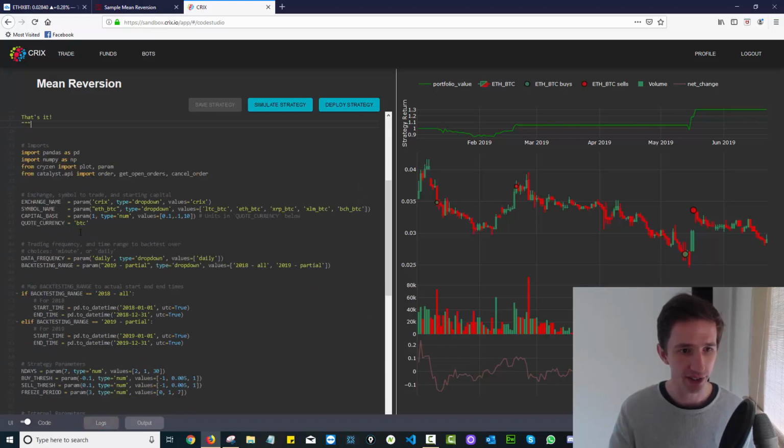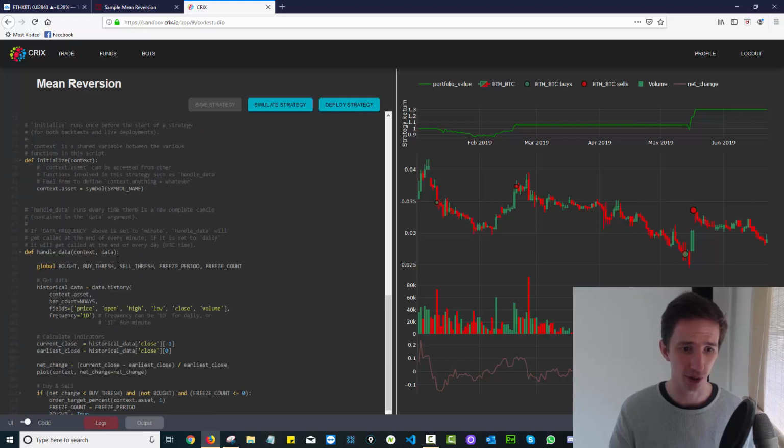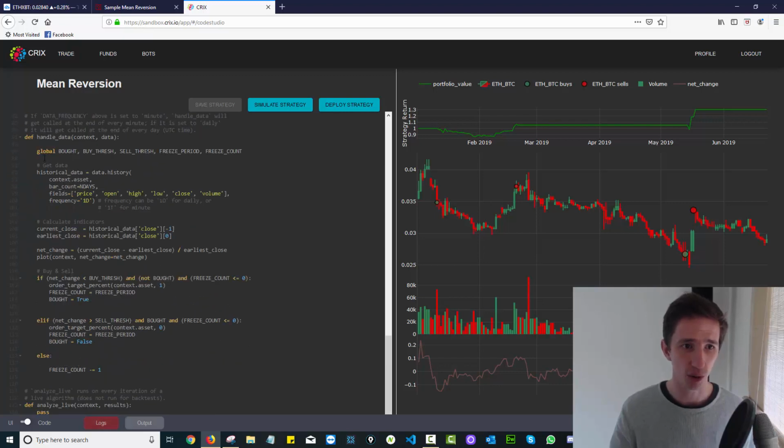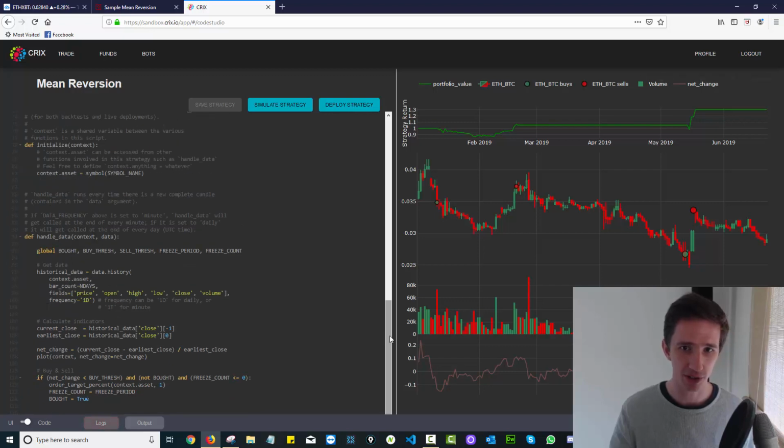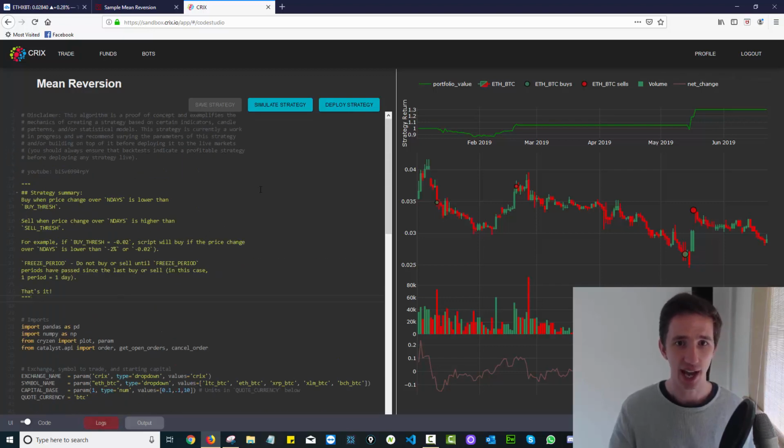So when you look at this over here, there's actually not very much code at all involved with this strategy. And when you read through it, it's actually all really, really intuitive. And you can come over to this code, you can change some parameters and then simulate the strategy again. And then see, okay, how much profit would I have made this time?